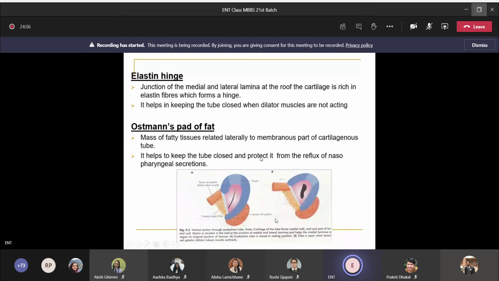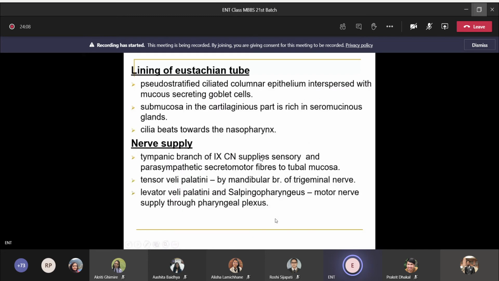Now, the lining of the eustachian tube. It is lined by pseudostratified ciliated columnar epithelium interspersed with mucus-secreting goblet cells. The submucosa in the cartilaginous part is rich in seromucinous glands. Cilia beat towards the nasopharynx because one of the important functions of the eustachian tube is to clear the middle ear secretion and to ventilate the middle ear, right?